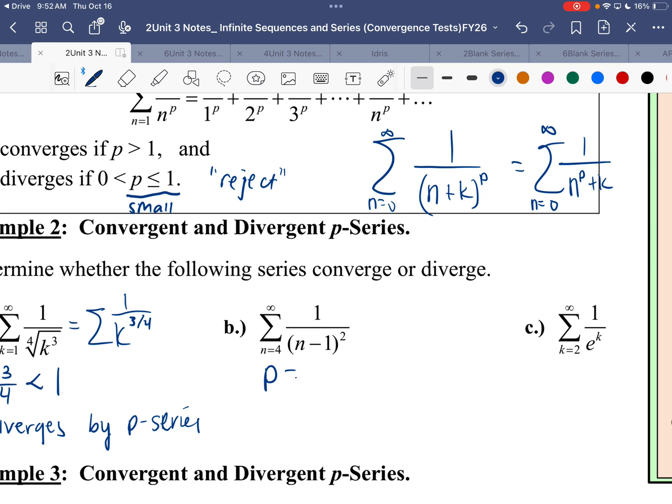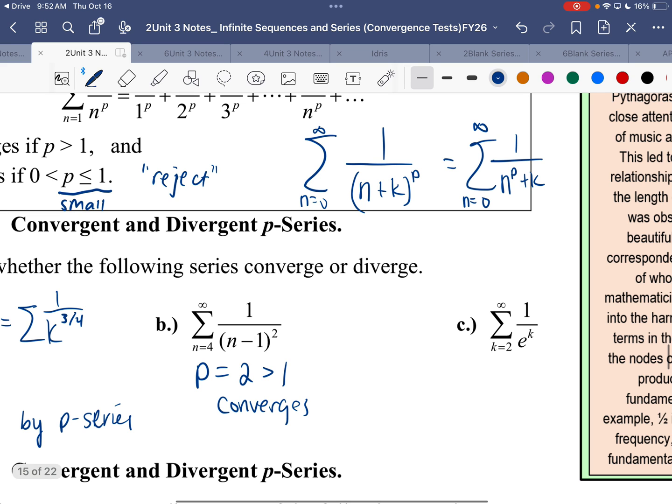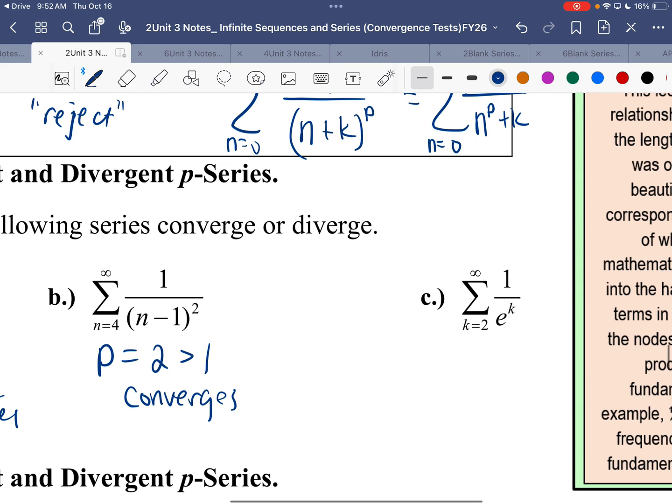What does p equal here? 2, which is bigger than 1. Converges. What's going to get you is that this has the opposite inequality of geometric series. So a small p diverges, but a small r in a geometric series converges. So they are opposites of each other. Maybe you just remember they're opposites of each other. I don't know. Okay, C. What do we think about C?